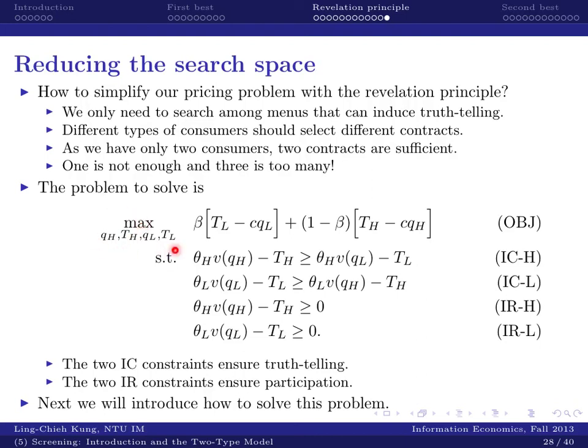We need to design two contracts. Each contract is a Q, T pair. And then we need to have incentive compatibility constraints. We need to have individual rationality constraints. This has all been discussed at the beginning of this lecture. IC constraints ensure truth-telling, IR constraints ensure participation. Now we know this is the problem to solve. This will give us the optimal pricing plan. Now let's introduce how to solve this problem in the next video.